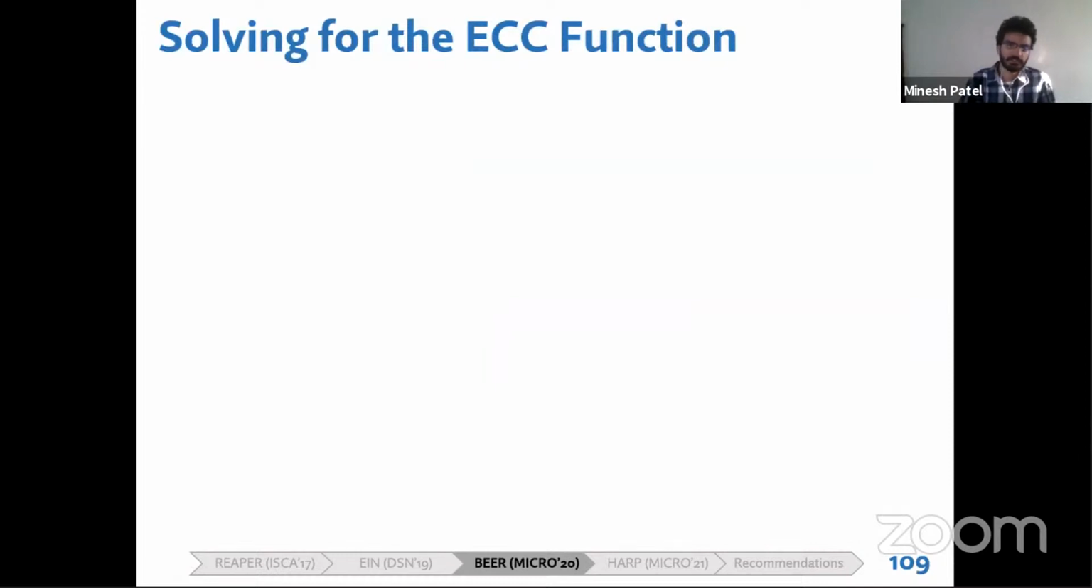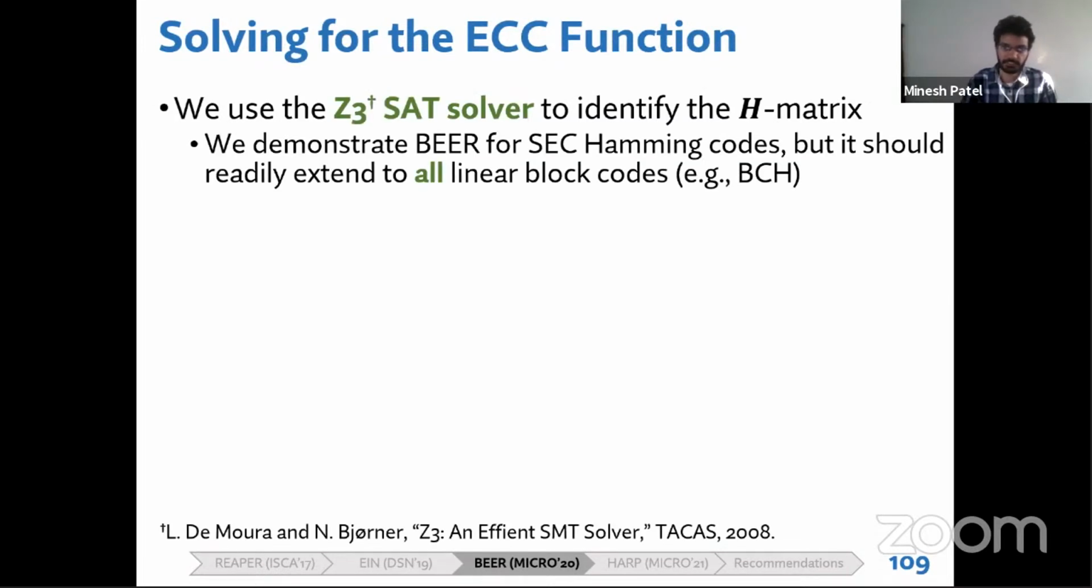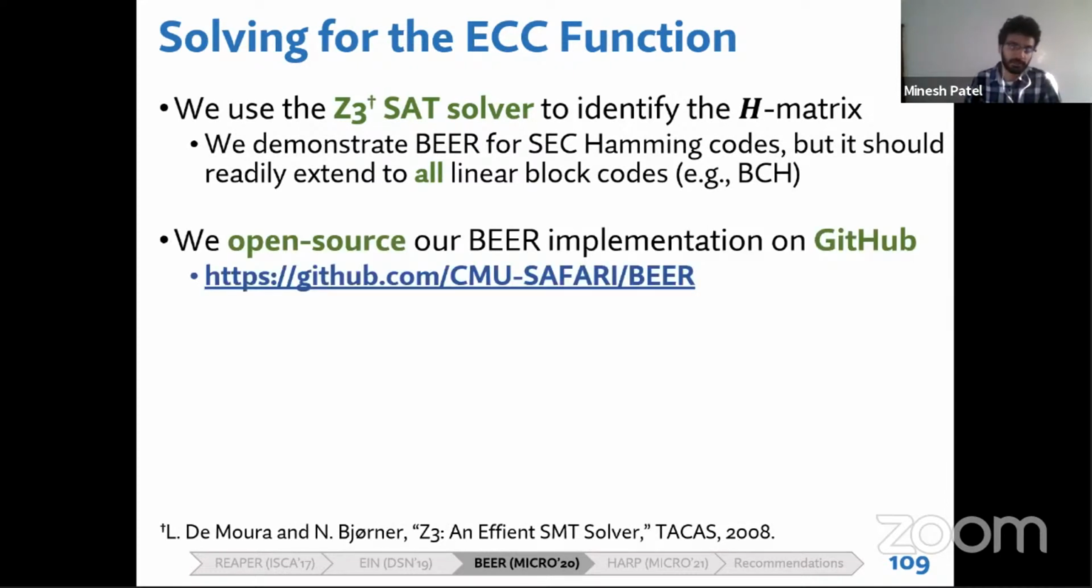So let's take a look at how we can use these miscorrections to solve for the ECC function. To identify the exact H matrix that each chip uses, we use the Z3 SAT solver. Now, although we demonstrate and evaluate BEER for single error correcting Hamming codes, it readily applies to all the linear block codes that use a similar decoding process. And we open source our BEER implementation on GitHub, and it can be found at the following link shown on the slide.